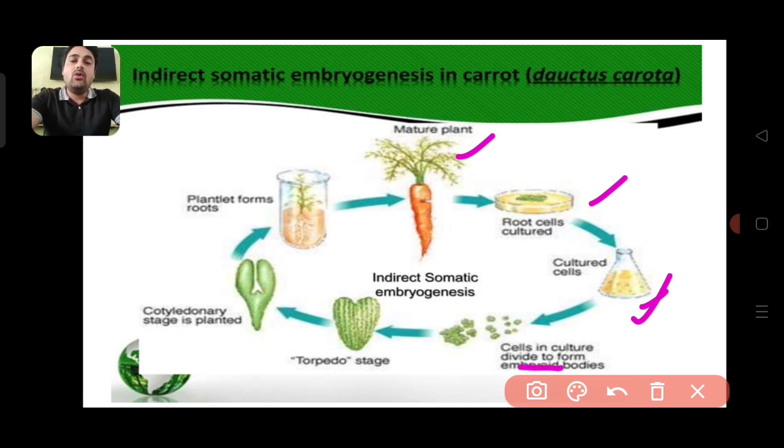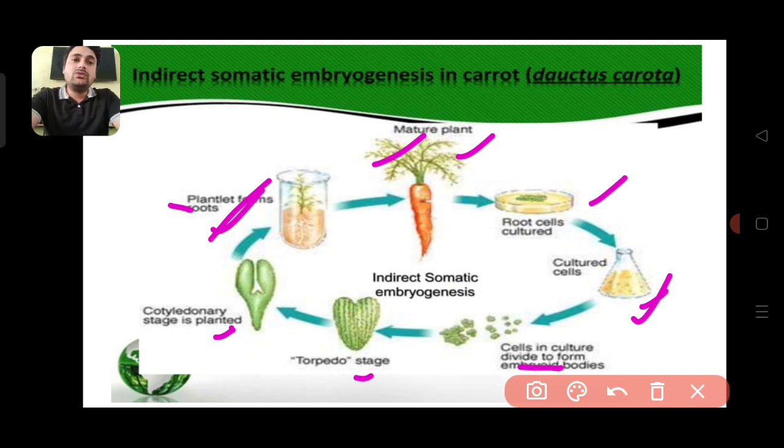Okay, now we have discussed the stages: torpedo, globular, and heart-like stage, and in the last they will create a cotyledon stage. So first it creates the torpedo stage and the last one, the cotyledon stage, is planted, and it will generate a small plantlet. A small form of plant is called a plantlet. If you plant that plantlet into any field, it will create a mature plant, just like its parents.